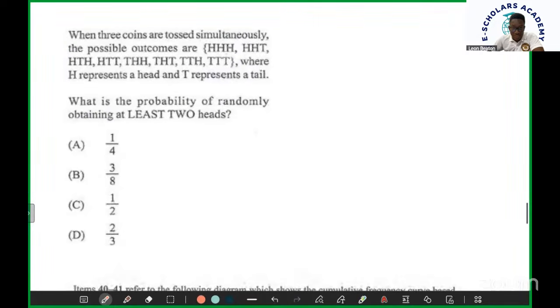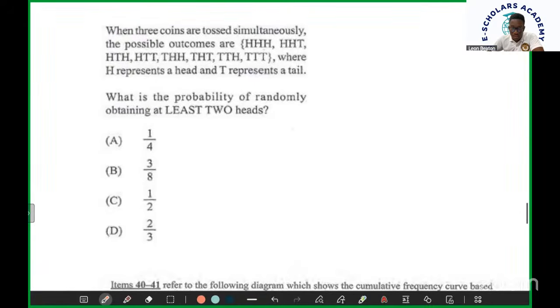And this is a nice one as well. When 3 coins are tossed simultaneously, the possible outcomes are head, head, head; head, head, tail; head, tail, head; head, tail, tail; tail, head, head; tail, head, tail; tail, tail, head; tail, tail, tail. Where H represents head and T represents tail.